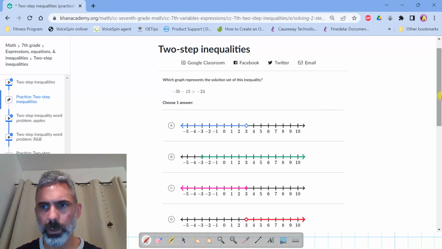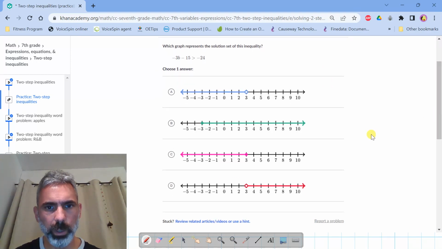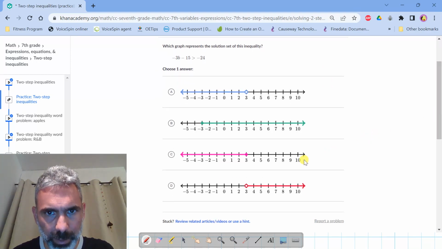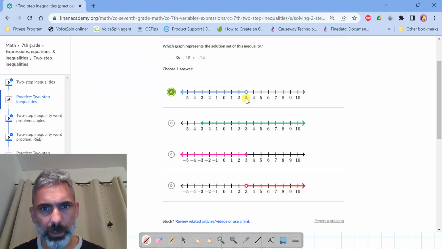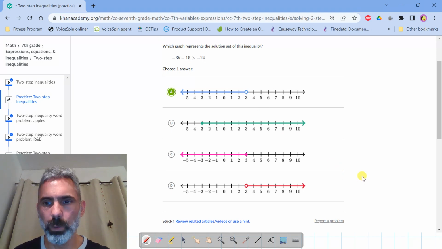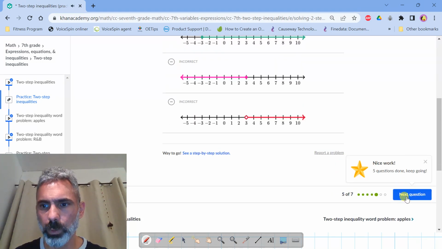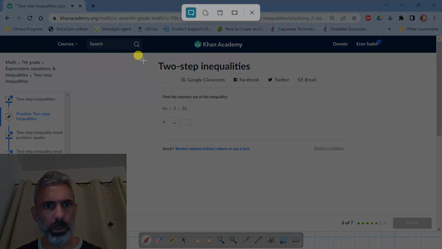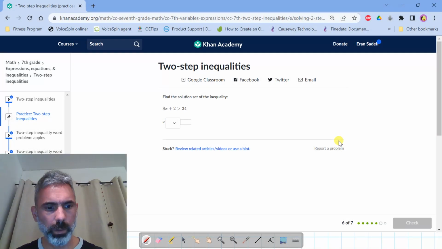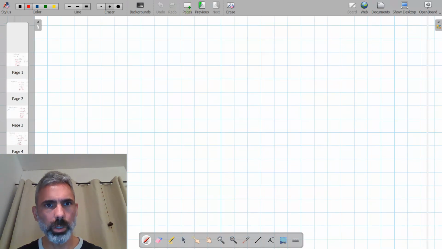So which graph shows us a solution set where all the numbers are less than 3? A. Okay, A, all the numbers are less than 3, not including the 3, since the circle is hollow. Good. Next question.